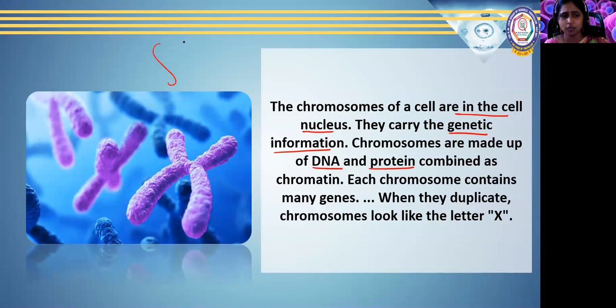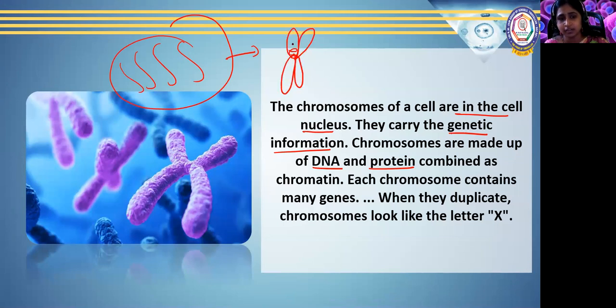This chromosome, once it was like this, a thread-like structure inside the spherical body. But later what happened? It condensed, and it looks like this. And inside there is a coil, and that coil you call it as what? DNA. And this is the chromosome. Each chromosome contains many genes. When they duplicate, the chromosome looks like a letter X. You can see that very well here.